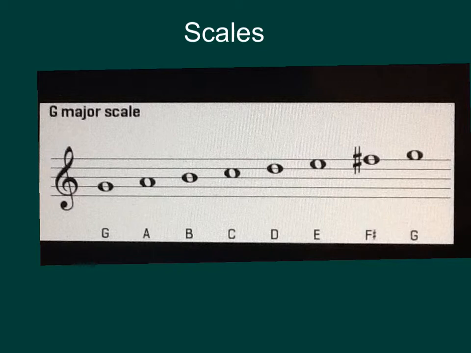Now this is a piece of music by Bach called Air on a G String, a very famous classical piece. And when Bach went to write this piece of music, he would have had to stick to the notes of this scale for it to be in G major.